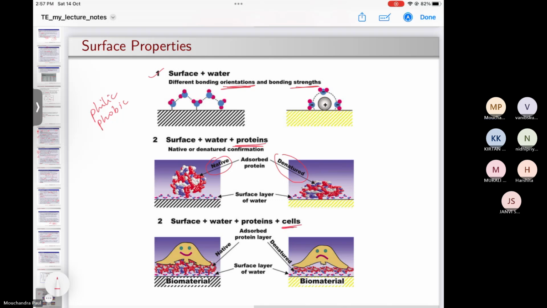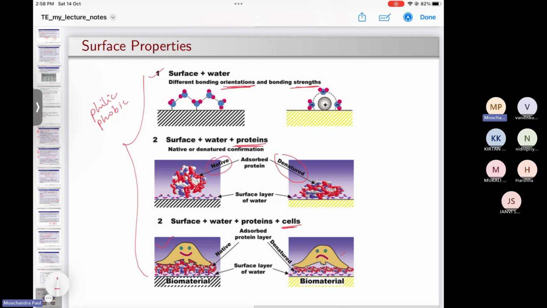So cells will see the protein layer. Remember, it will not see the biomaterial. So if the protein is adsorbed in its native condition, where necessary cell binding sites are exposed properly, then you will see the cell will adhere nicely. Whereas in the second case, if the protein has denatured, various cell binding sites are masked, the cell cannot see them, then the cell adhesion will not happen properly. So in this way, the cell ultimately adheres on the surface.